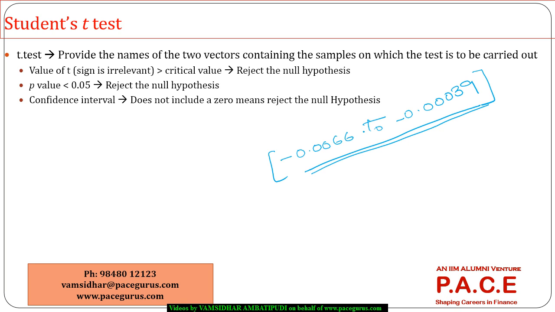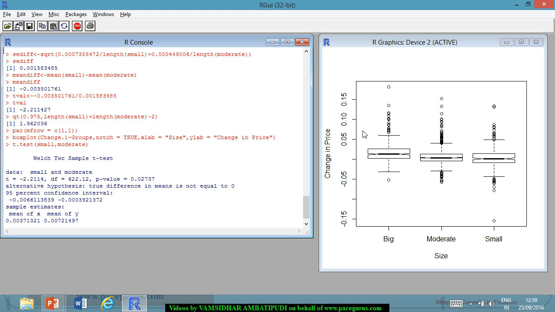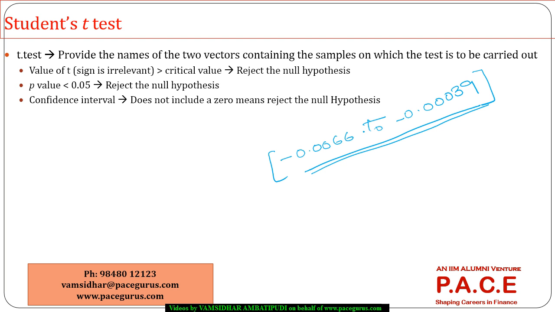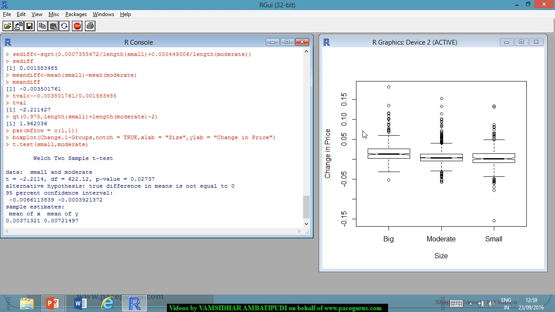There is only a 5% chance that it could be anywhere outside the range. So my range is not capturing the difference of the mean with only a 5% chance, whereas I am 95% sure that it will capture the difference of the means. So the p-value is less than 0.05, so I am rejecting the null hypothesis. And if the confidence interval contains a 0, then I will not reject the null hypothesis. If it is not containing a 0, then I can reject the null hypothesis and take my decision in favor of the alternate hypothesis.